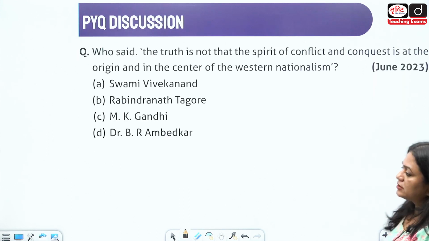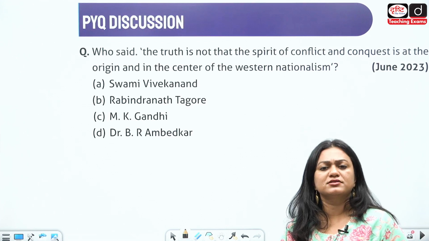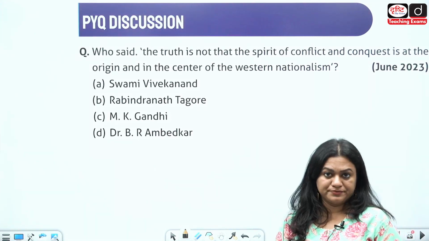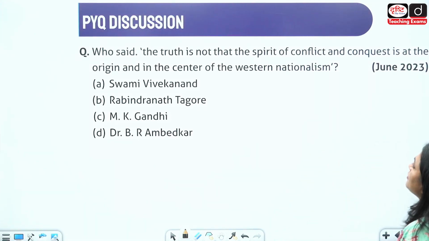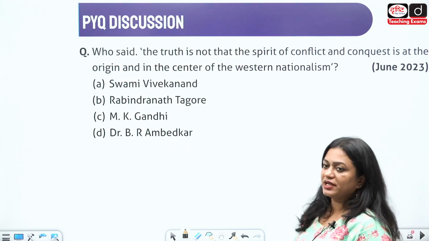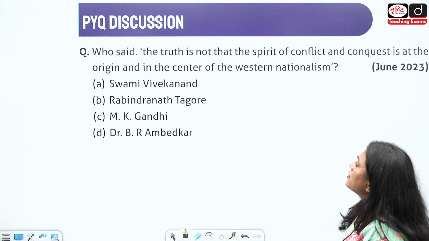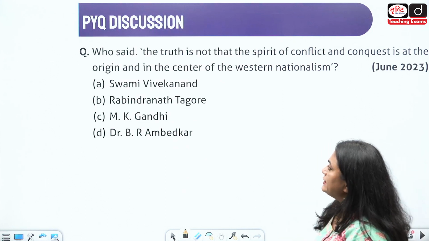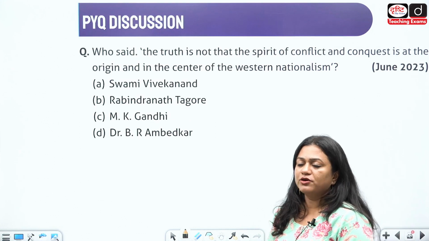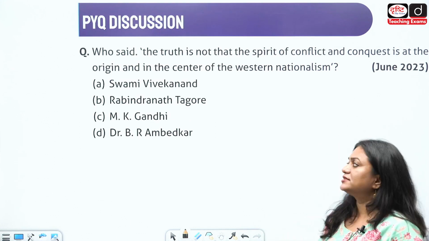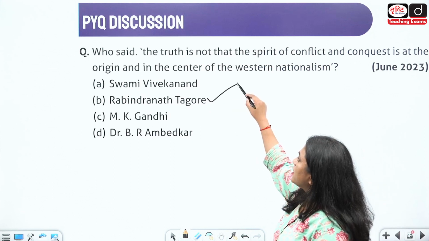Then we have another type of question that is generally asked: who said what? The truth is not that the spirit of conflict and conquest is at the origin and in the center of the Western nationalism. Who said this line? A, Swami Vivekanand. B, Rabindranath Tagore. C, M.K. Gandhi. And D, Dr. B.R. Ambedkar. The correct answer is B, Rabindranath Tagore.